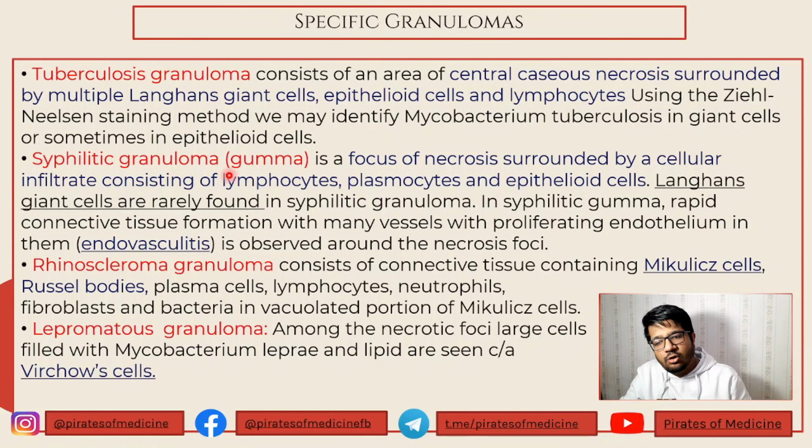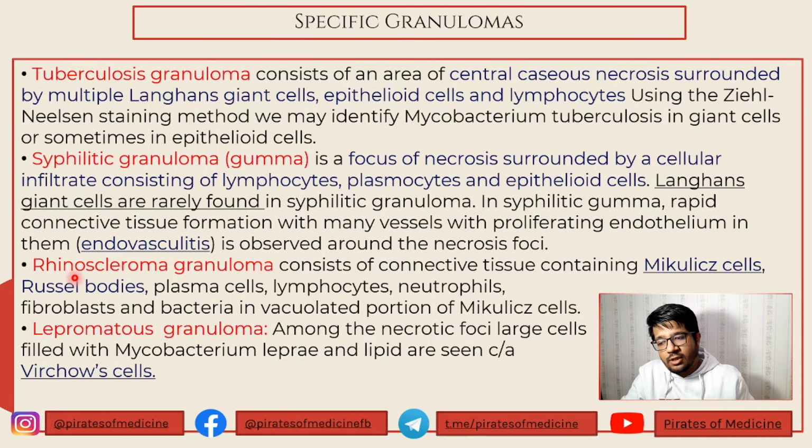Then we have syphilitic granuloma, which has a specific name called gumma. Now syphilitic granuloma is a basic specific granuloma which is different with the presence of many plasmocytes in it. So as you can see, a focus of necrosis surrounded by infiltrate of cells with lymphocytes, plasmocytes and epithelioid cells. So plasmocytes is different, but another characteristic of syphilitic granuloma is presence of endovasculitis. What is endovasculitis? The blood vessels surrounding this granuloma, their endothelium proliferates, causing endovasculitis, which is seen near the necrotic foci.